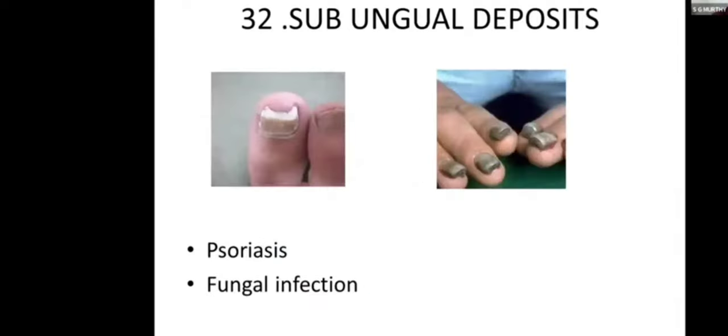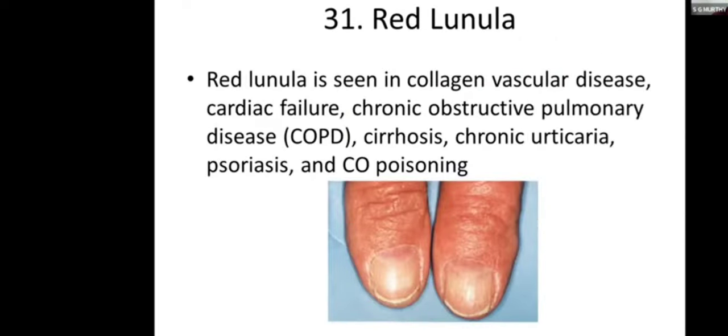In carbon monoxide poisoning, the patient will not come to you with that pink lunula. He will have some other thing. Carbon monoxide poisoning is a serious condition. The patient will be in the hospital. Either he is in some gas leakage or fire or something, and he will be carried in an ambulance to the hospital.